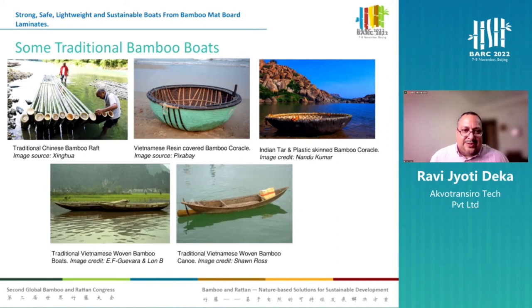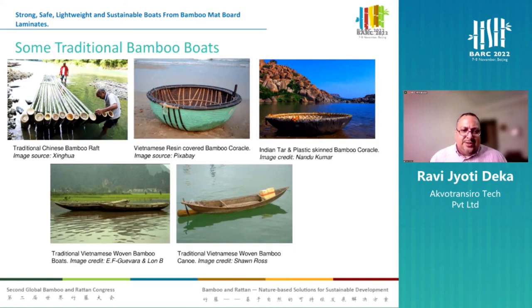So you have the traditional bamboo raft from China, then you have the Vietnamese coracle, which is essentially a bamboo basket laminated with resin or with varnish for waterproofing. You have the Indian coracle, which is closer to the Middle Eastern coracle in terms of its design because it has a bamboo frame, but earlier it was covered with leather. Now it's just covered with plastic and tar.